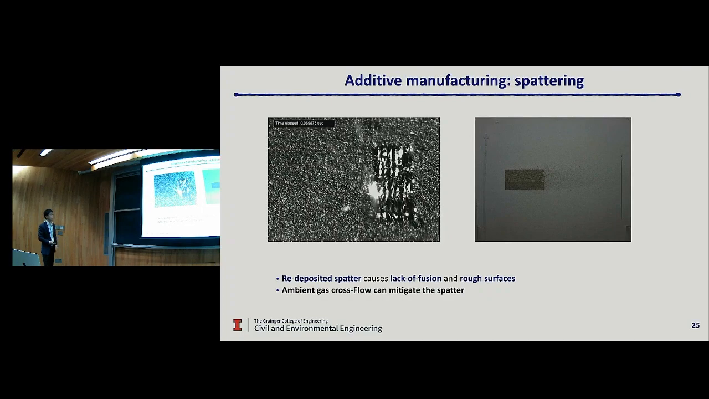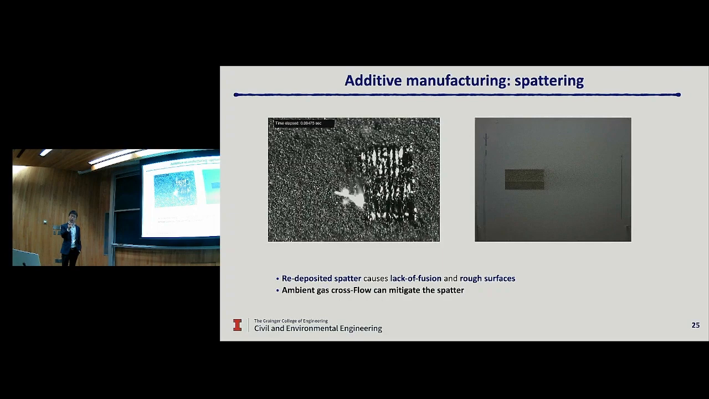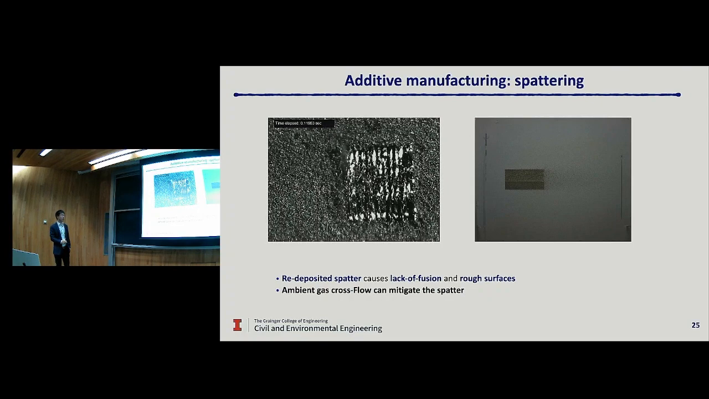One critical issue in additive manufacturing is powder spattering. In the previous simulation, I showed you the evaporation jet due to the laser material interaction. The jet can sometimes be extremely strong and even blow away metallic powders. This is called powder spattering.